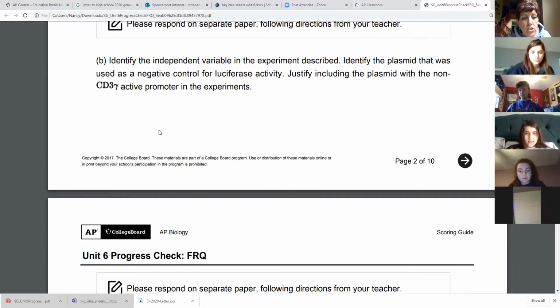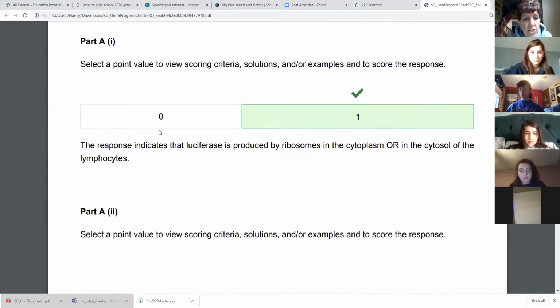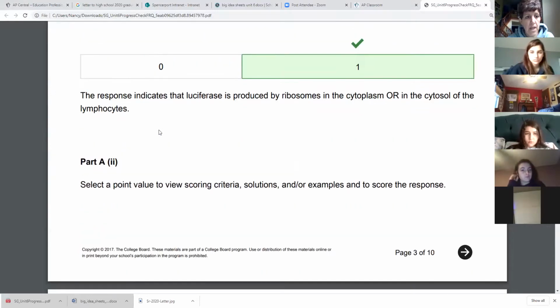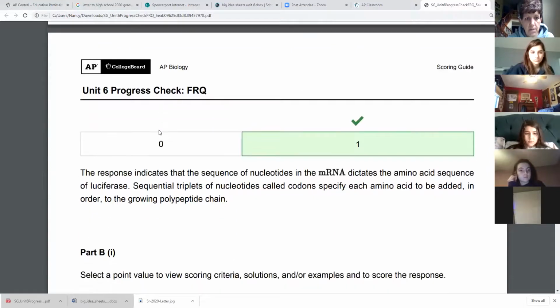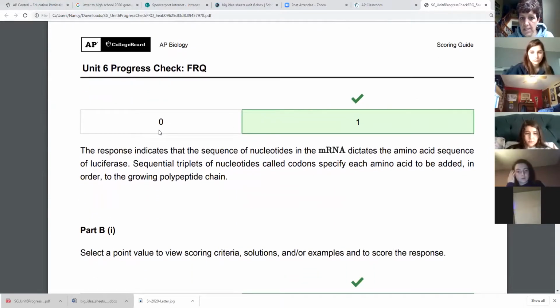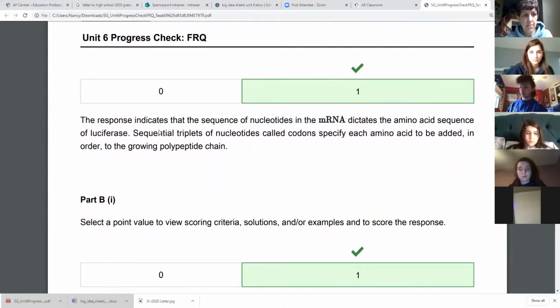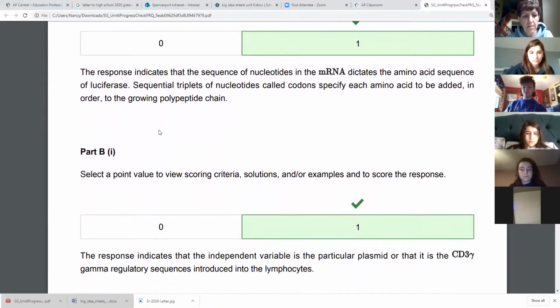So now I'm just going to scroll down here because they show you how they actually grade it. So part A, the response indicates that luciferase is produced by ribosomes in the cytoplasm or the cytosol. Yep. The next part, the sequences of nucleotides in the mRNA, so the order of the A's, U's, C's, and G's, dictates the amino acid sequence of luciferase. The triplets called codons specify each amino acid to be added in order to the growing polypeptide chain. Yes.